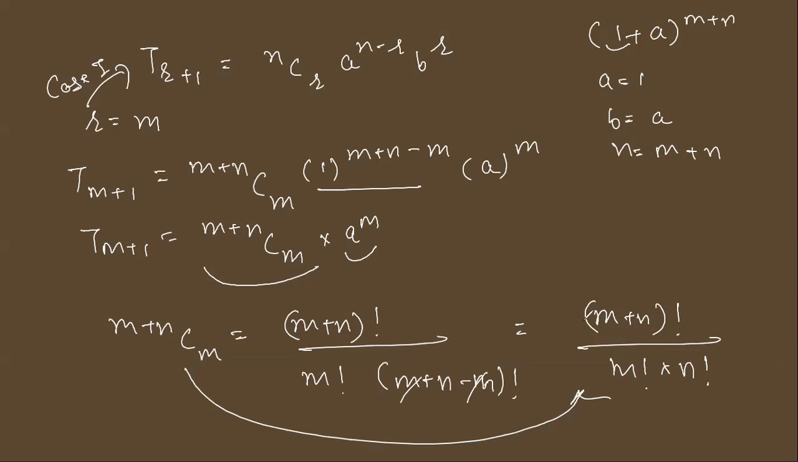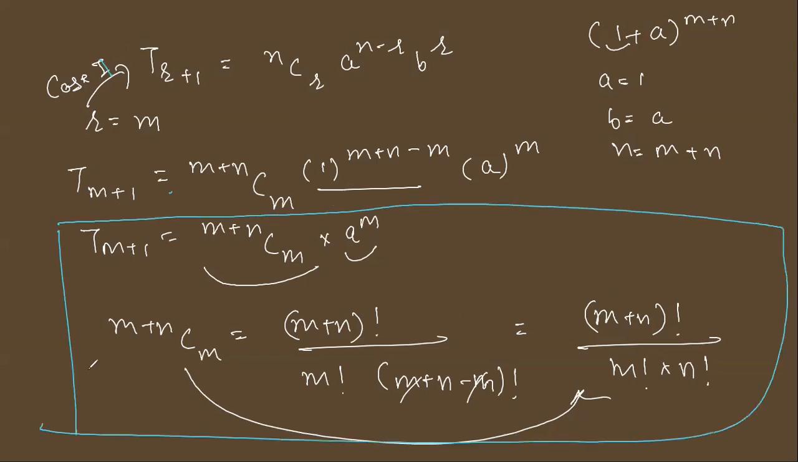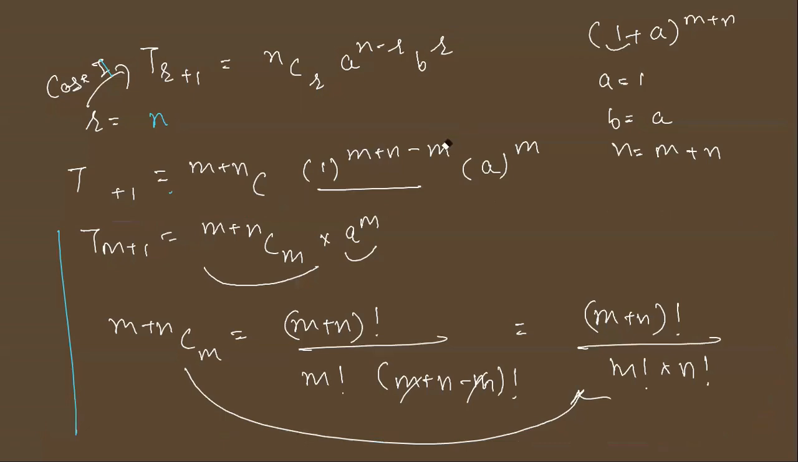Now, when I want a raised to the power n, I will take case 2. So let me change the color. I will take blue. Now, case 2. I'm just changing here only. When I take case 2, please save this one. Now, case 2 is when r is equal to n. When r is equal to n, everywhere I have to put r as n only.